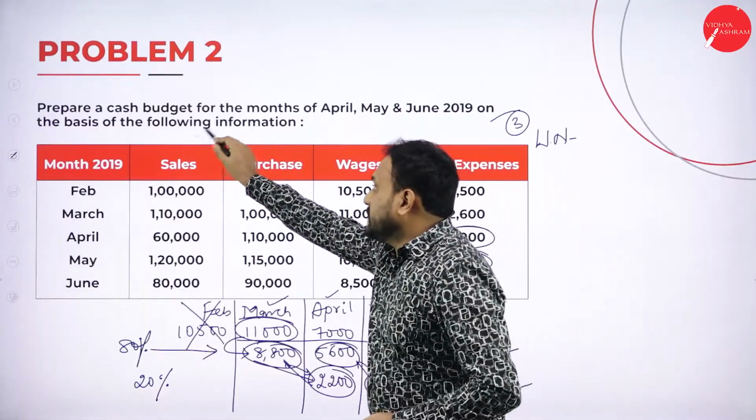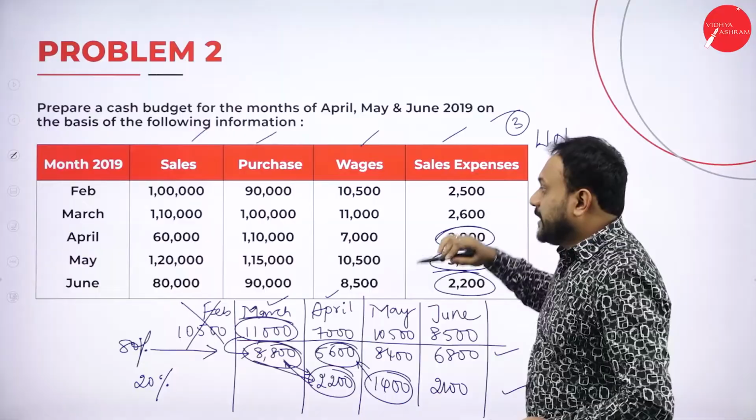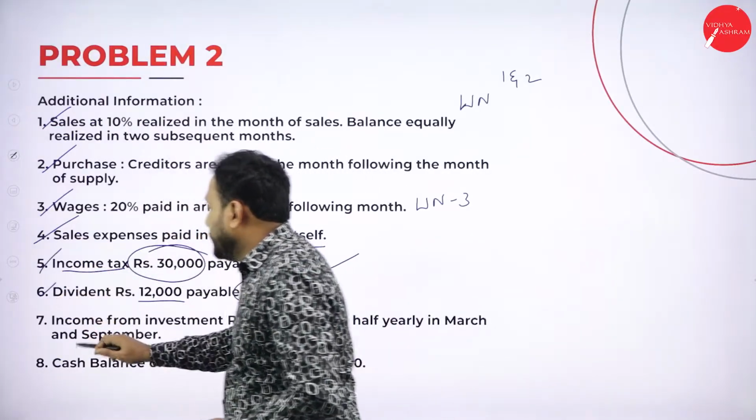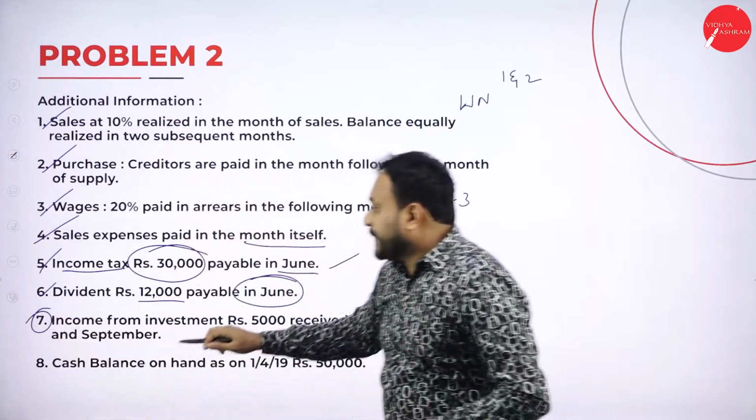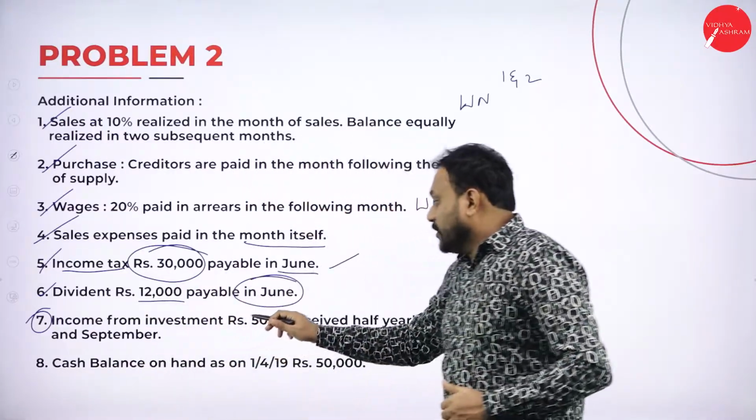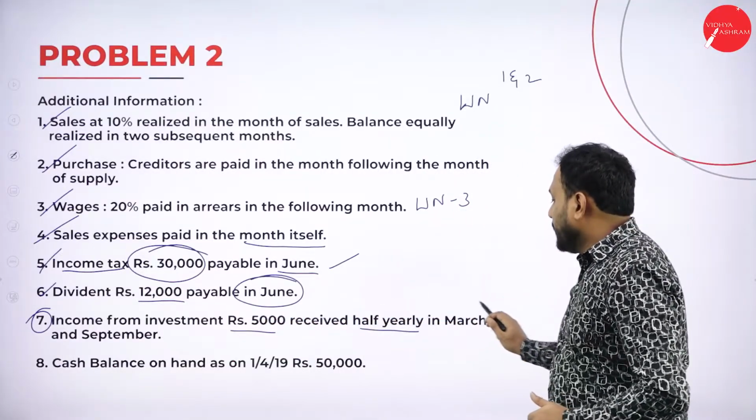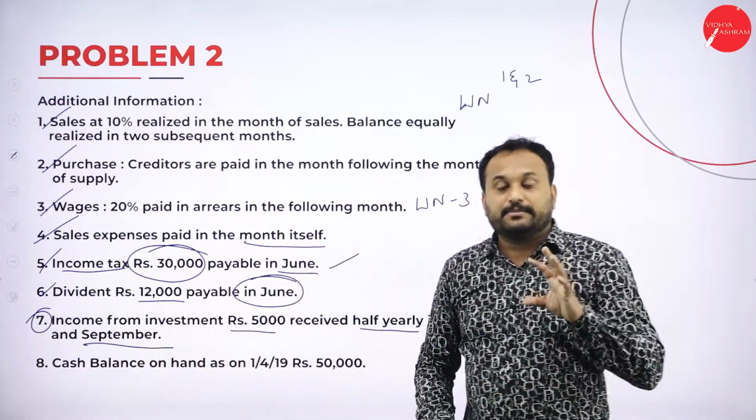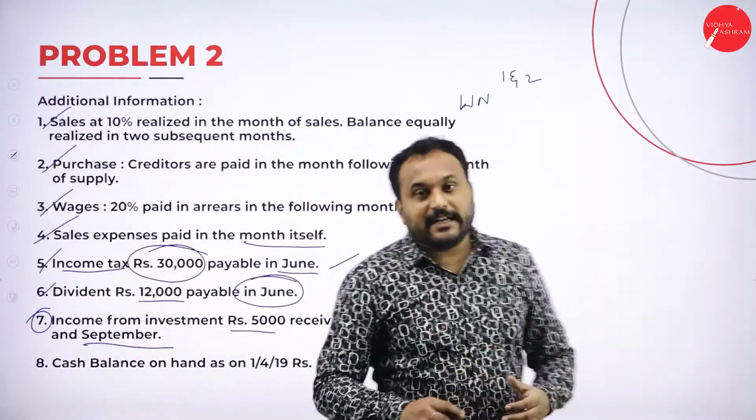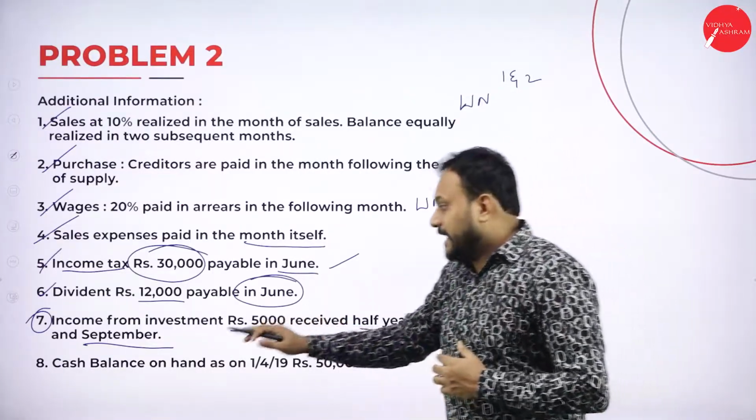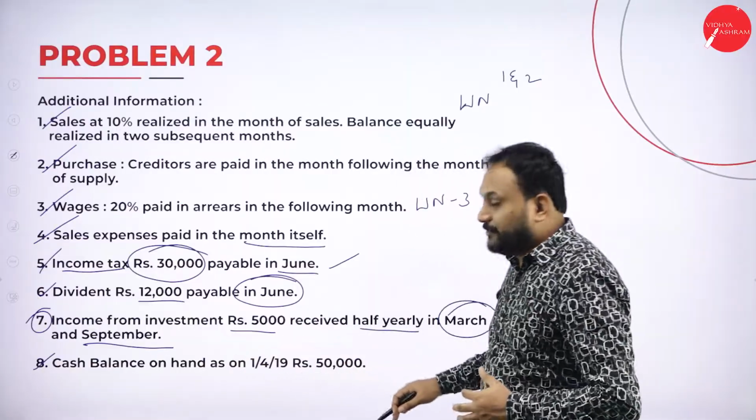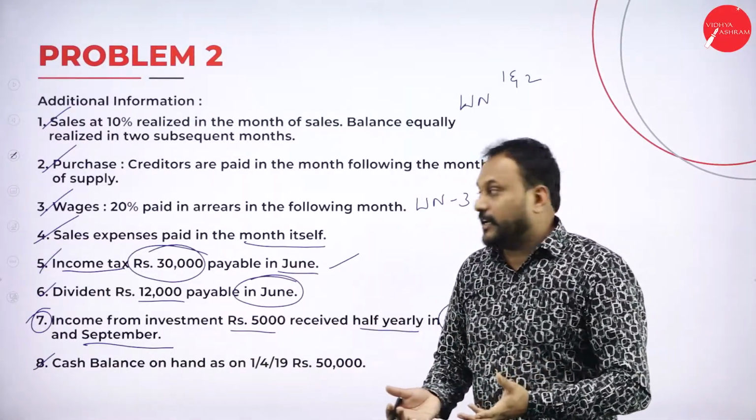Now after that, see here, sales is done, purchase is done, wages done, sales expenses done. So we have written all those. Income tax is done, dividend is also done. Next is the seventh entry, income from investment. That means payment is coming: rupees 5,000 received half yearly in March and September. Am I supposed to prepare for March and September? No. That's why this entry is not needed for our problem. And the last entry is cash balance. We have already taken the opening balance, so this is also done. All the entries are done.